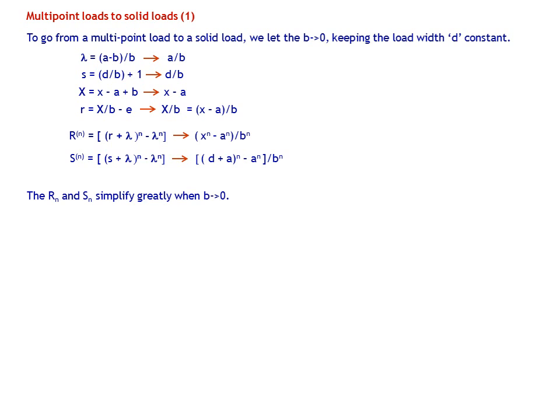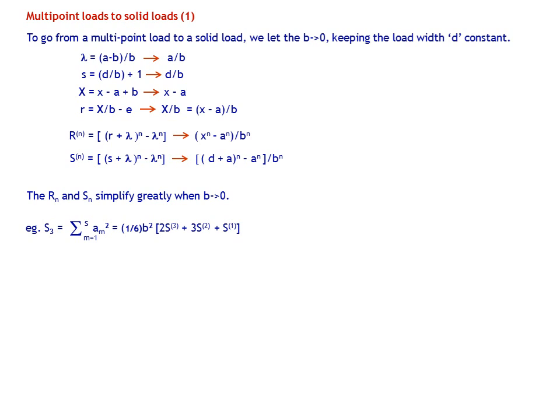R subscript n and s subscript n simplify greatly when b goes to 0. For ease of use, I'll just refer to these as Rn and Sn from now on. For example, S3, which is the sum from 1 to s of am squared, is given by earlier results as a sixth b squared into 2s bracket 3 plus 3s bracket 2 plus s bracket 1.